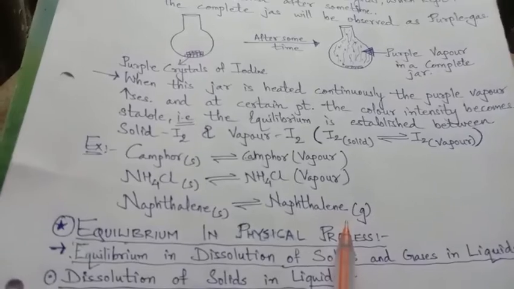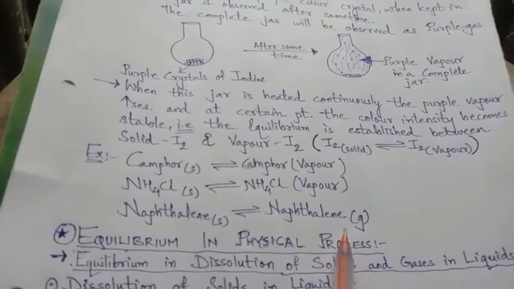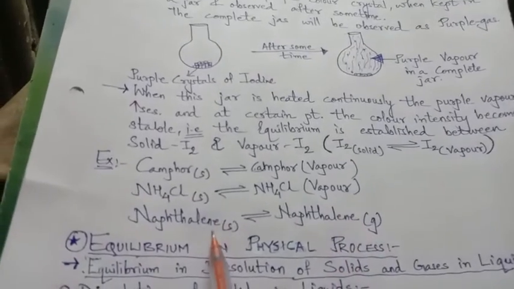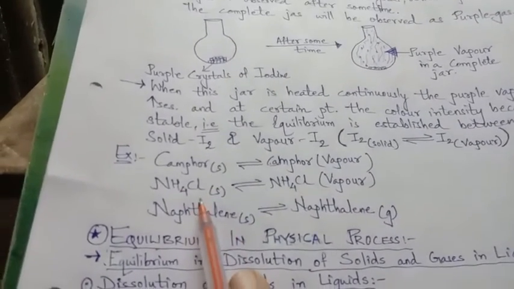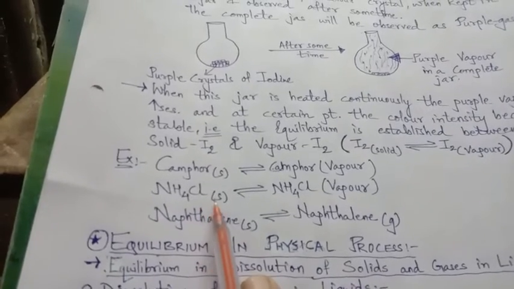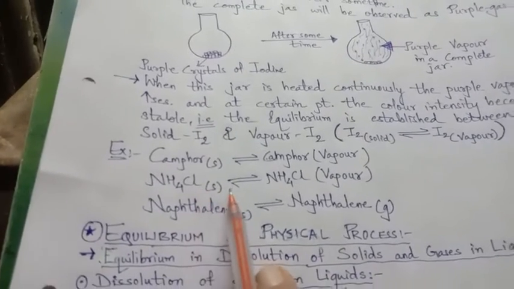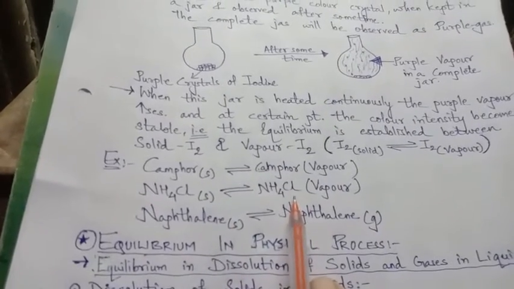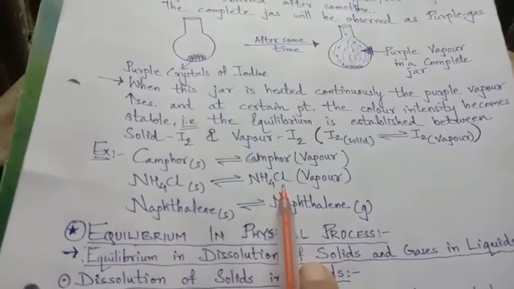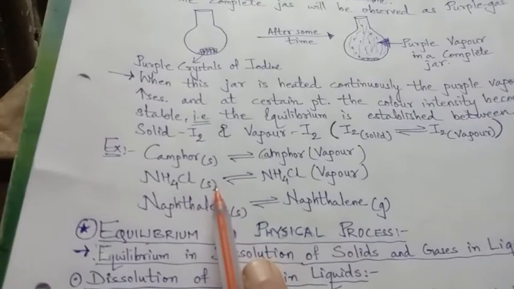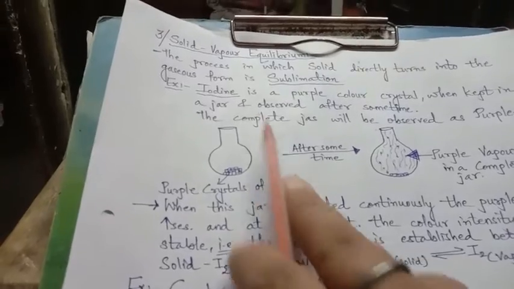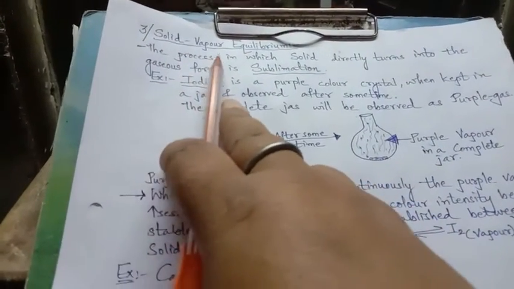And the same naphthalene, under pressure, if collected in a closed chamber, can be converted back to the solid. Another example is ammonium chloride. Ammonium chloride is a chemical compound in solid powder form. When heated, it directly converts into ammonium chloride vapor. And that vapor, when collected and condensed, gives back ammonium chloride in crystal form. So this is sublimation, that is called solid to vapor equilibrium.